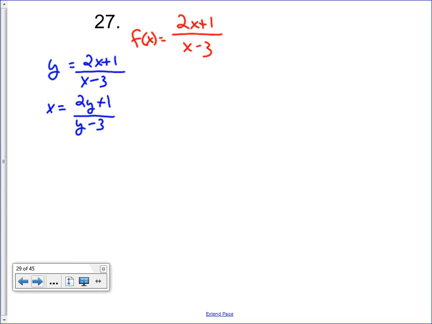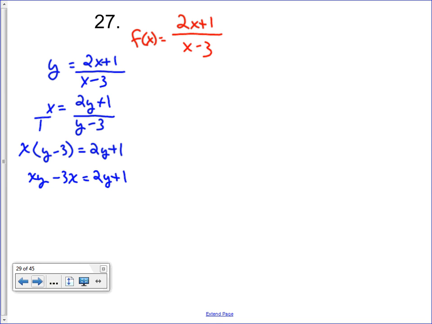Well, I'm going to look at this. Since the right-hand side is a fraction, I'm going to treat the left-hand side as if it's a fraction also. And now I have a proportion. I'm going to cross multiply and get the results. So it's x times the quantity y minus 3 equals 2y plus 1. Well, there's a parenthesis, so let's get rid of that by distributing. So I have xy minus 3x equals 2y plus 1.